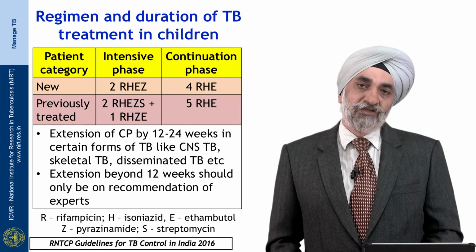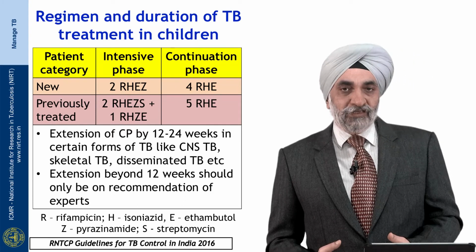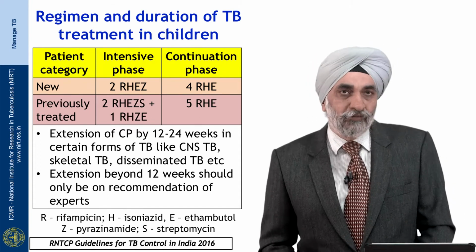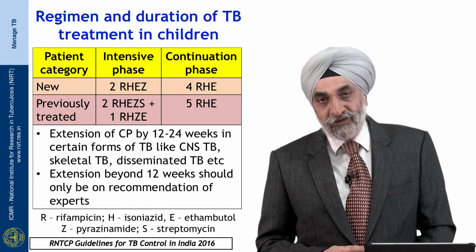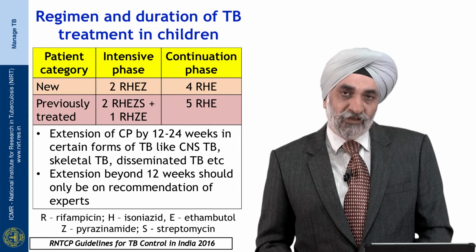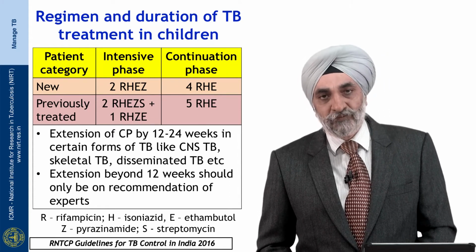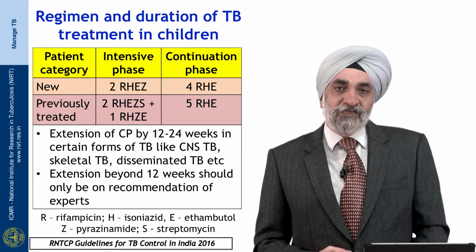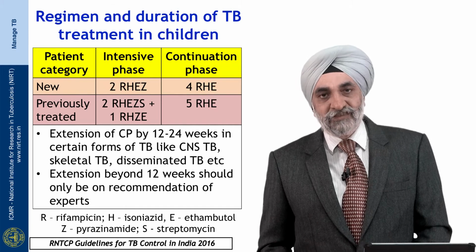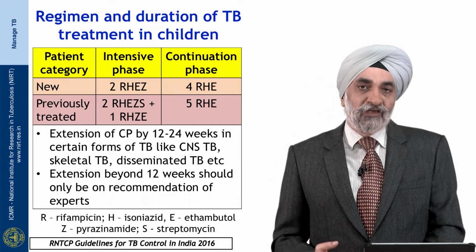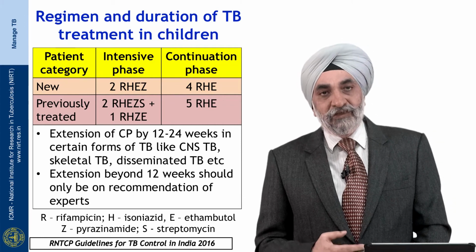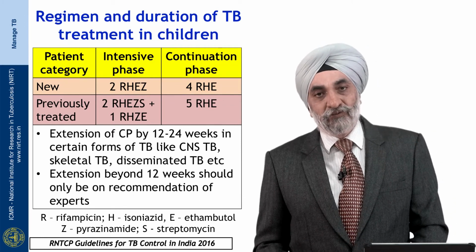What is the combination which is recommended? If it is a new case, which is either a case who has never been treated or treated for less than 4 weeks, we need 4 drugs in the intensive phase, which is rifampicin, INH, ethambutol and pyrazinamide. You give this intensive phase for 2 months. The continuation phase has rifampicin, INH and ethambutol for 4 months in most situations, except for some extrapulmonary forms like TBM and osteoarticular TB, where you would increase this to up to 12 months of therapy.